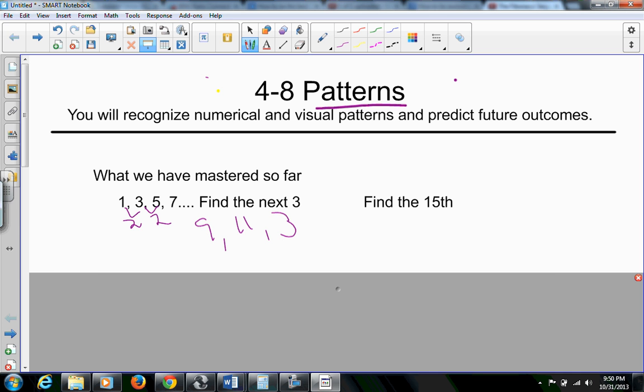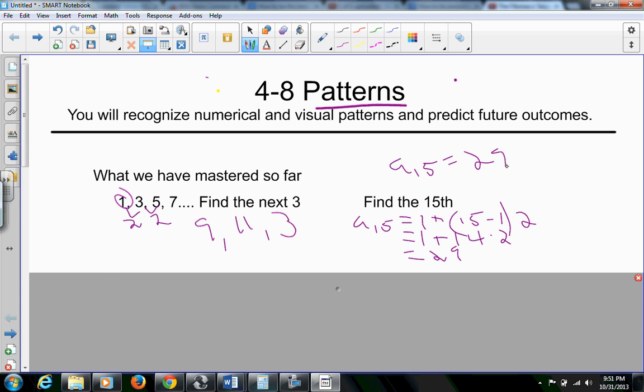And if I want to find the 15th term, we know that I would say a sub 15 is equal to a sub 1, which is 1, plus my n value, which is 15, minus 1, times my common difference of 2. Simplifying that down, I have 1 plus 14 times 2, sorry for the sloppy writing, is equal to 28 plus 1, which is 29. We know how to use this formula. We've used it before. So then I would say a sub 15 equals 29.